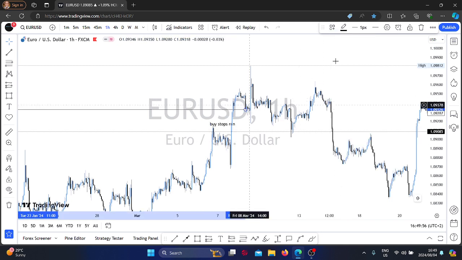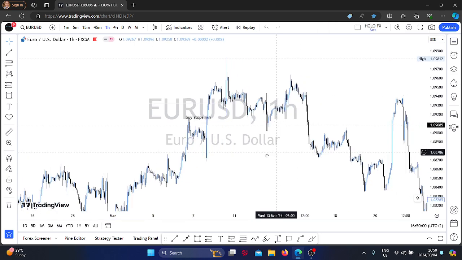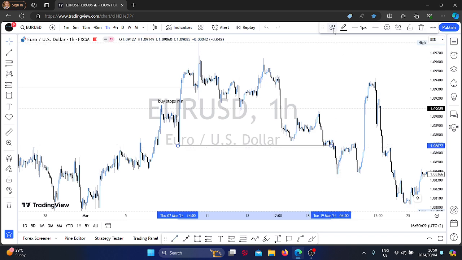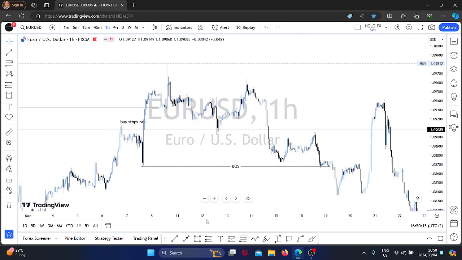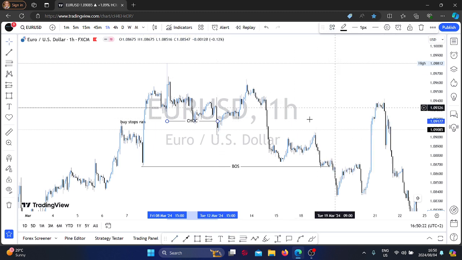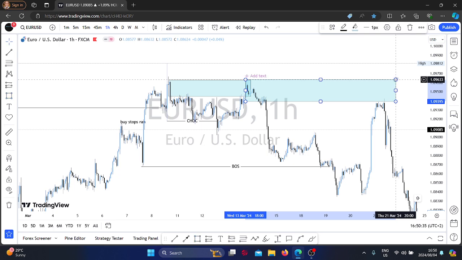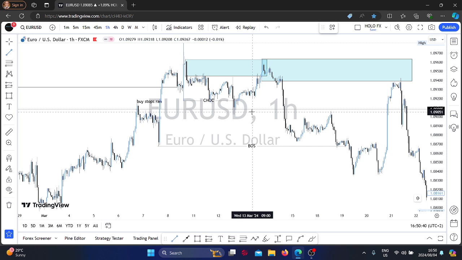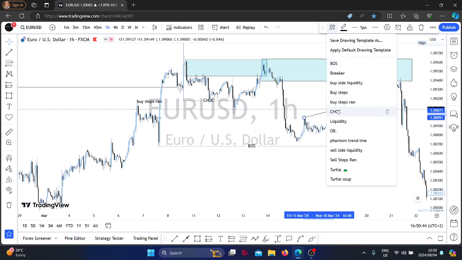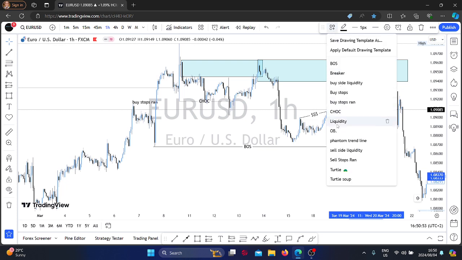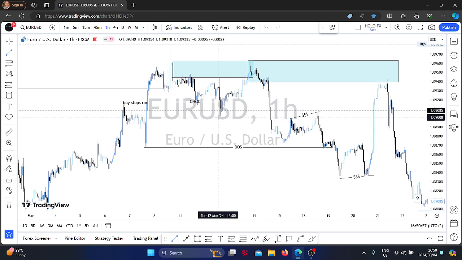Buy stops ran, right? So what do we have? We have clearly a big break of structure. But before the big break of structure, we have a bit of engineering where structure is changed. Price goes back to a notable order block, creates an order block as well on the side, engineering liquidity, relatively equal highs, relatively equal lows. Engineering of liquidity, right? Just have a break of structure.